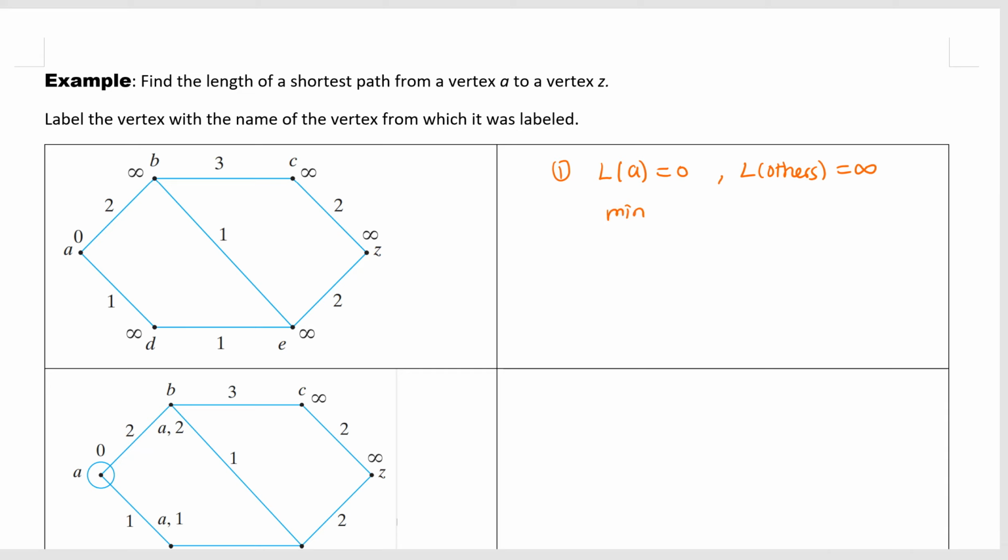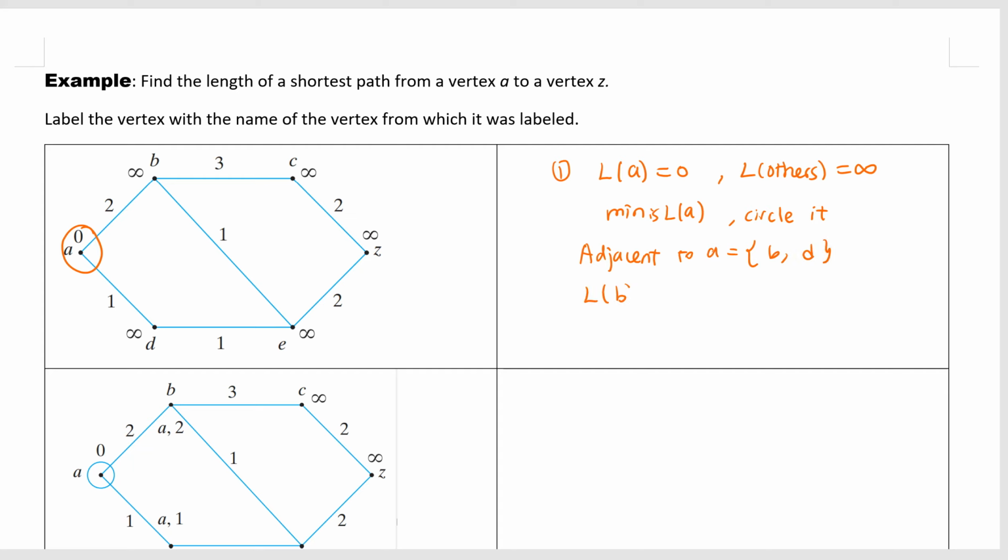Okay, and minimum is LA. Circle it. Let's just combine them together, right? So far, so good. Okay, so we circle it, and then we look at the vertices that are adjacent to A. So they are B and D, right? So B and D.